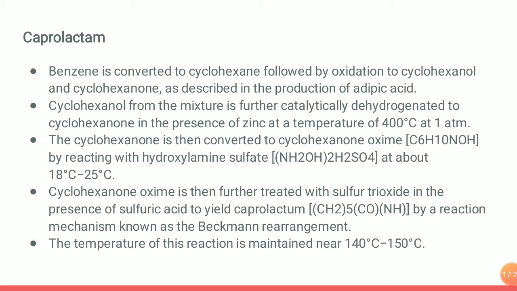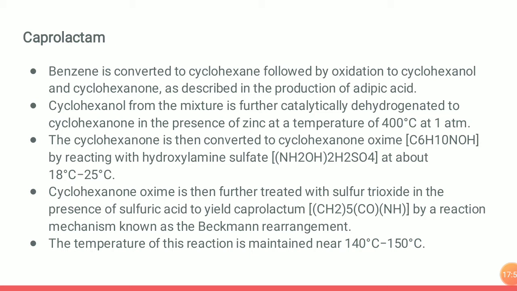The cyclohexanone is then converted into cyclohexanone oxime by reacting with hydroxylamine sulfate at about 18 to 25 degrees Celsius. Cyclohexanone oxime is then further treated with sulfur trioxide in the presence of sulfuric acid to yield caprolactam by the reaction mechanism called the Beckmann rearrangement. The temperature of this reaction is maintained near 140 to 150 degrees Celsius.